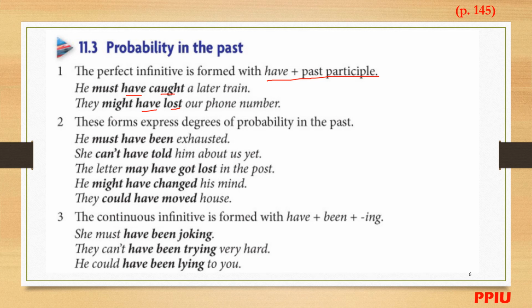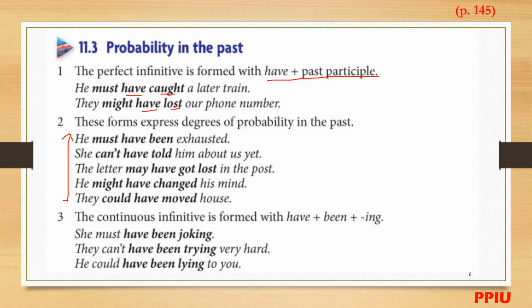This form expresses degree of probability in the past. He must have been exhausted. She can't have told him about us yet. The letter may have got lost in the post. He might have changed his mind, or they could have moved house. So all these things are different degrees of probability, from strong to weak. The lowest one and the highest one are here.